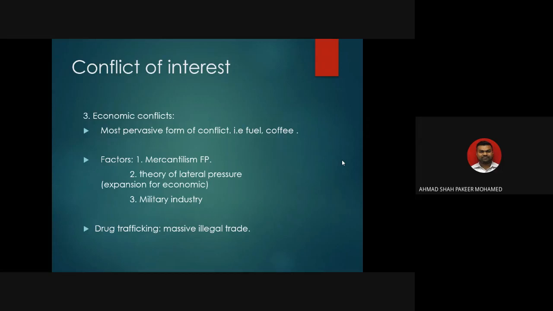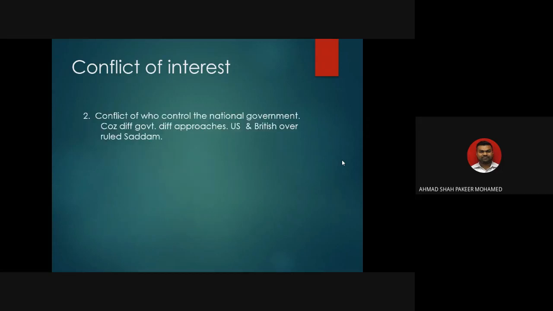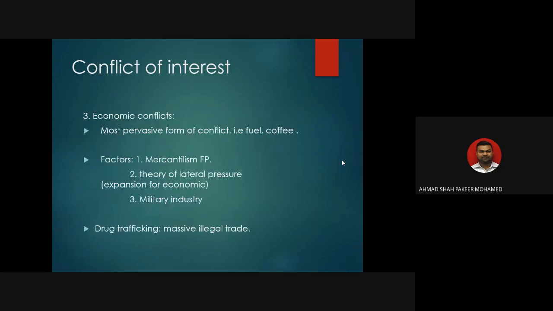Okay, so a conflict over who controls the national government, causing different governments and different approaches. The US and British overruled the powers of Saddam, and also the third, economic conflict. Most preventive of conflict is fuel, coffee, trade wars, you know, which now happen.